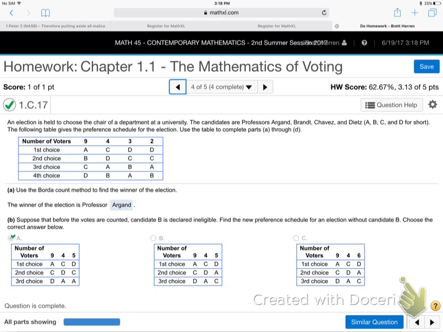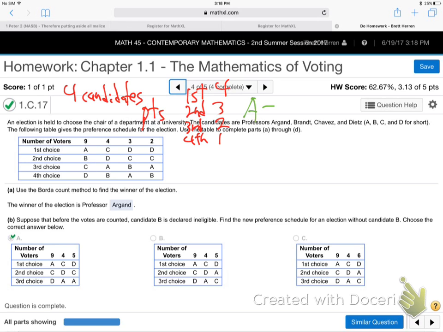So these 9, how many candidates in this election? 4 candidates. So the points for first place, there's 4. It's almost like GPA. Second, 3 points; third, you get 2 points. Fourth, you just get 1 point, right? However many candidates, that's the number of points for first place. You with me? So let's figure out how many total points A gets. Can we do that?